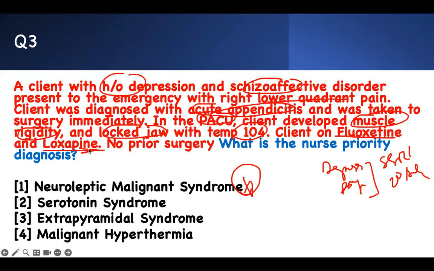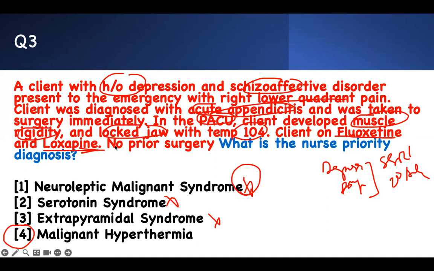So this is the test-taking skills. Why did this happen? It's not serotonin syndrome. We did not give the patient extra serotonin, even though he's on an SSRI, right? It's not an extrapyramidal side effect. Usually that's akathisia, acute dystonia, parkinsonism, and tardive dyskinesia. Therefore, what you're left with is malignant hyperthermia.